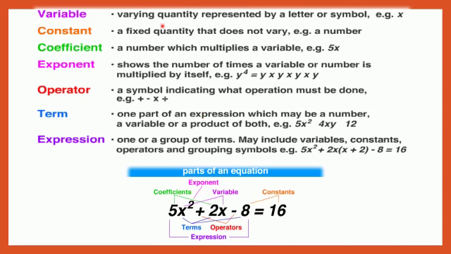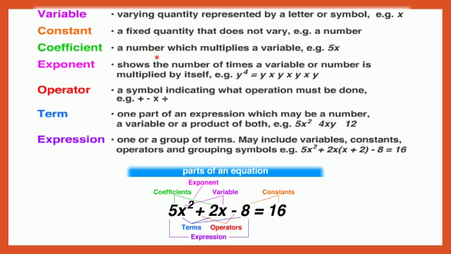Variable. Variable is a varying quantity represented by a letter or a symbol. In this expression, 5x squared plus 2x minus 8 is equal to 16, x is the variable. Constant. A fixed quantity that does not vary is called a constant. Here, 5, 2, minus 8, 16 are the constants.